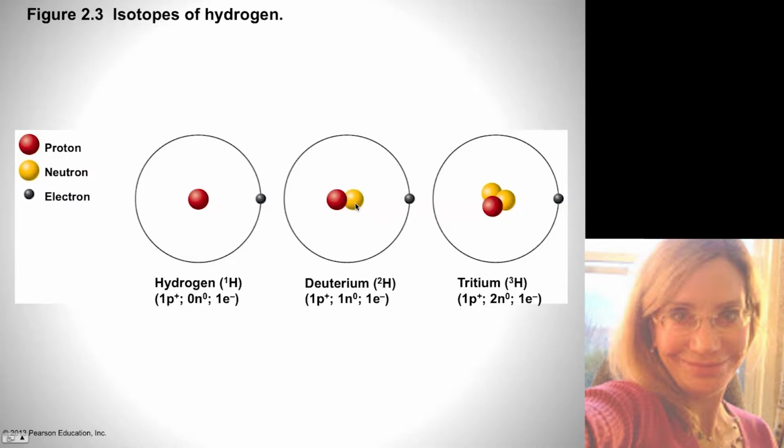However, if there's a sample found that has a neutron in it, that's called deuterium. And now there's another type of isotope. It's called tritium. And that hydrogen atom would have 2 neutrons.